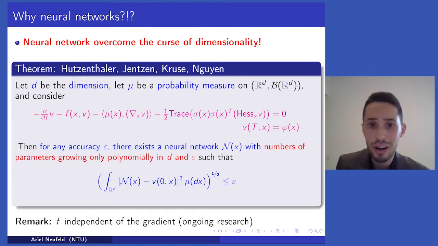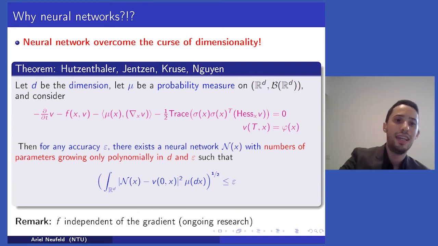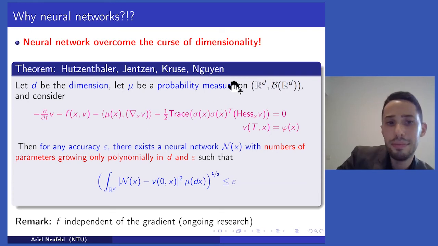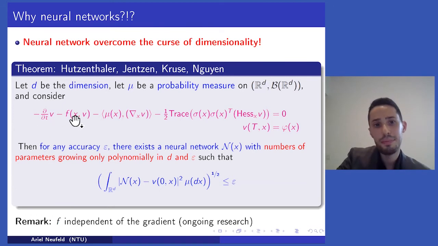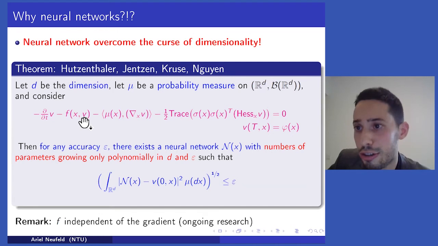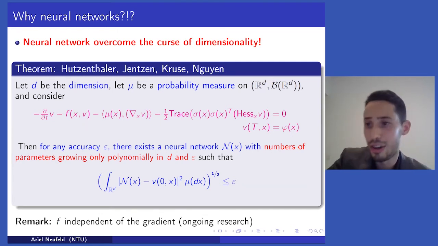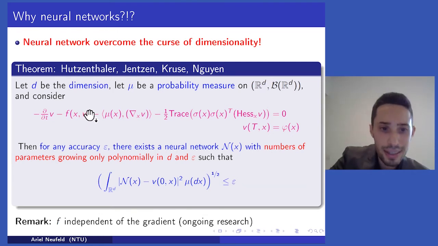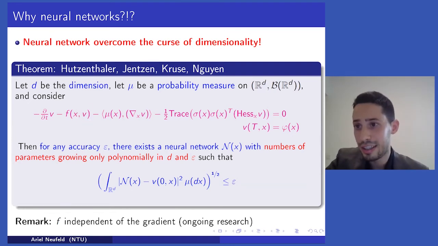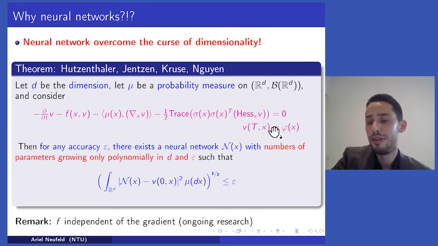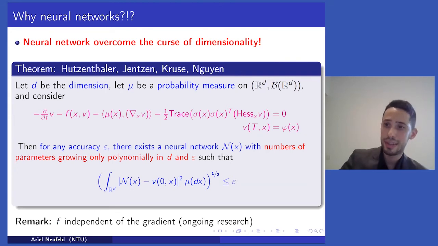It tells you the following: if d is the dimension and you take any probability measure and you consider such a PDE, which is a nonlinear PDE, I would like to emphasize that here the nonlinearity is only in the solution of the PDE, not in the gradient. Still, it's a nonlinear, semilinear PDE, but it does not involve nonlinearity in the gradient. It covers, for example, the Black-Scholes with default, because if you remember, there we just had the nonlinearity in V and not in the gradient.